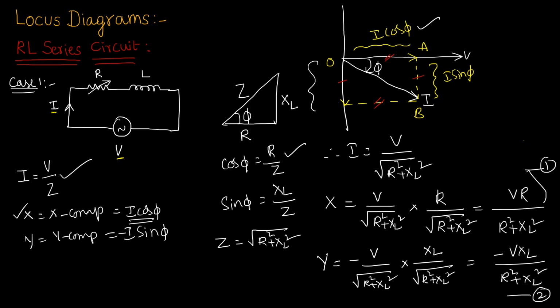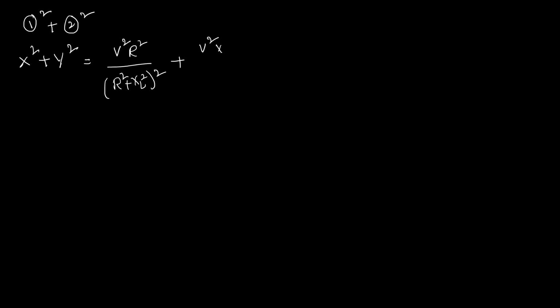If I want to summarize these two x and y components, the best possibility is to square and add the two equations. So we are squaring and adding both the equations, that means x square plus y square. The x component is VR by R square plus XL square, whole square, plus the y component, which is minus VXL. If we do the square, you won't find any negative sign, so directly I'm writing V square XL square by R square plus XL square, whole square. What can we take as common? V square by R square plus XL square, whole square.